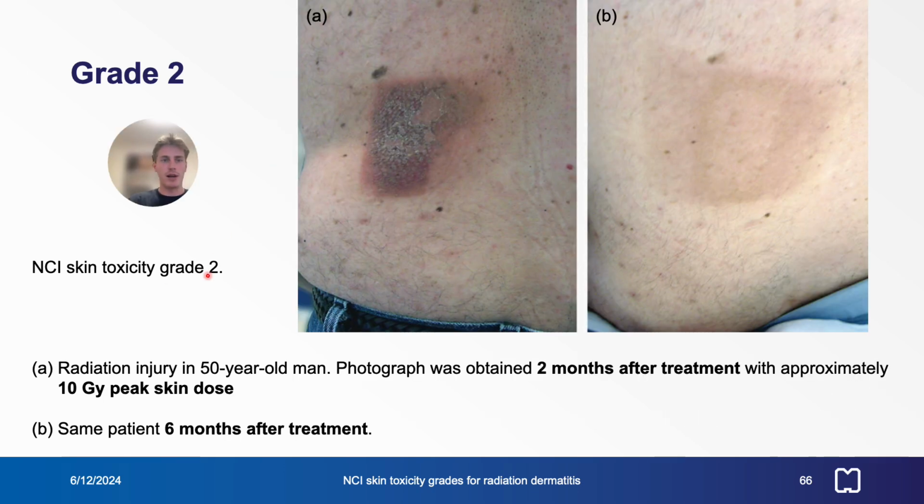Shown here is another grade 2 skin toxicity, rare. There was radiation injury in a 50-year-old man. Photograph A was obtained 2 months after treatment, where there was approximately a 10 gray peak skin dose. And image B is the same patient 6 months after treatment, so we can see that the reaction has resolved.